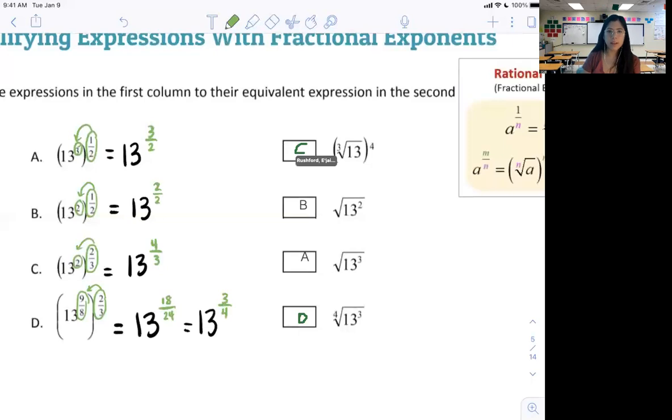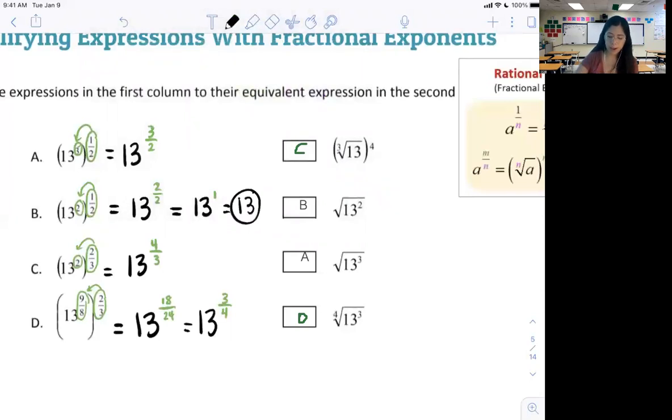Now, quick thing I wanted to go over is there's one answer choice that we can simplify even further. Can anyone tell me which one it is? I kind of left it as a fraction, but I could have gone even further. 2/2. Yeah, 2/2. Like Juan mentioned, 2/2 is just 1. So we know that 13 to the power of 1 is just 13 on its own.